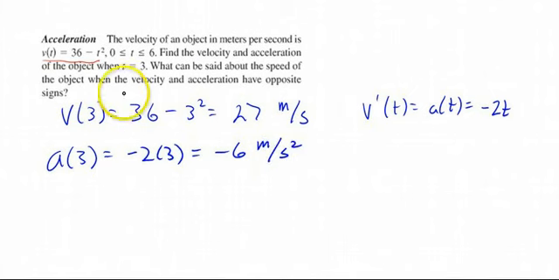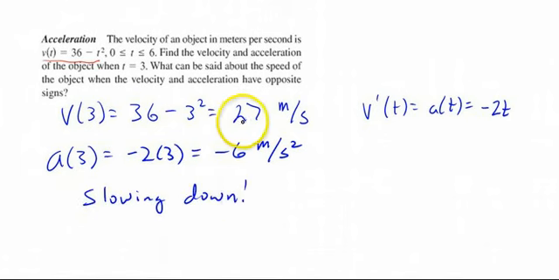So what can be said about the speed of the object when the velocity and acceleration have opposite signs? Well, if the velocity is positive and the acceleration is negative, then the object is slowing down. If the velocity were negative and the acceleration were positive, it would still be slowing down. As long as they have opposite signs, it's slowing down. If they have the same sign, it's speeding up.